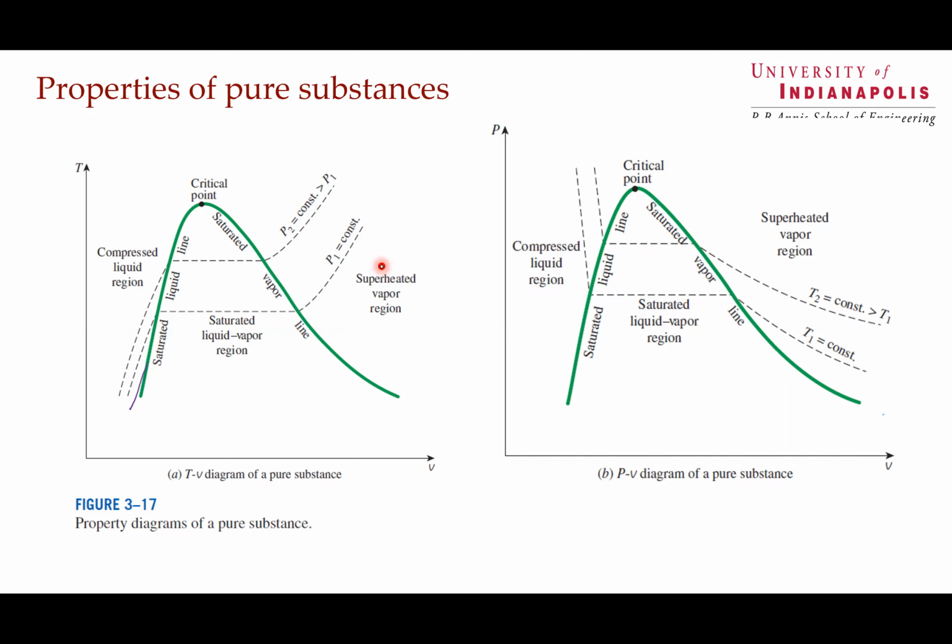So if you want to draw constant temperature lines, it's going to be a horizontal line. Constant volume lines are vertical lines. This is constant temperature. This is constant volume.